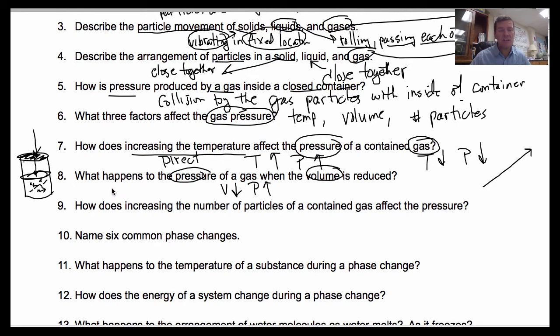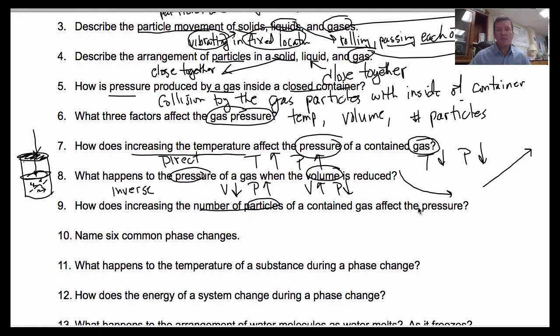This is an indirect or inverse relationship. If volume was to go up, pressure would go down. Remember, this graph looks like this. As the volume goes up, the pressure goes down.